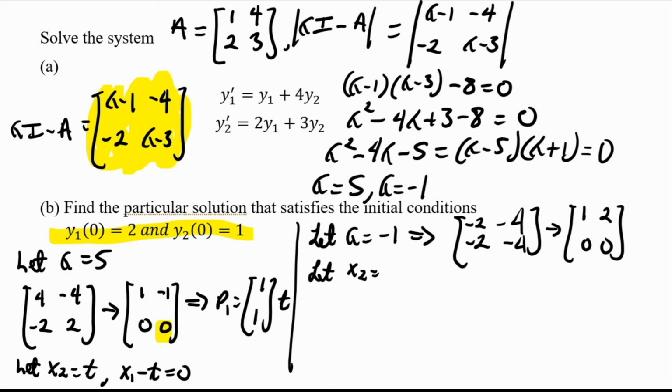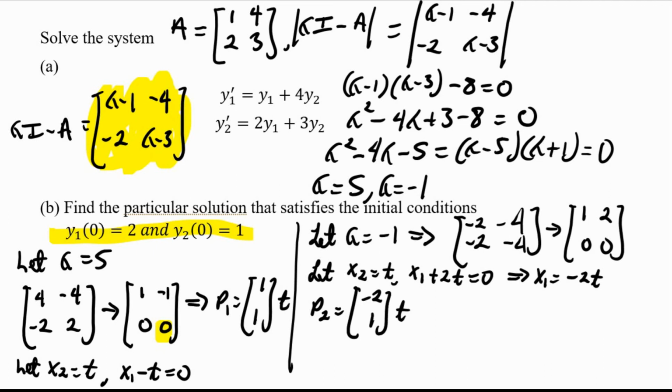So let x sub 2 equal t, then the first row is x sub 1 plus 2t is equal to 0. So we get x sub 1 is equal to negative 2t. So p sub 2 is equal to negative 2, 1 times t. So then we take P to be 1, 1, and then negative 2 and 1.